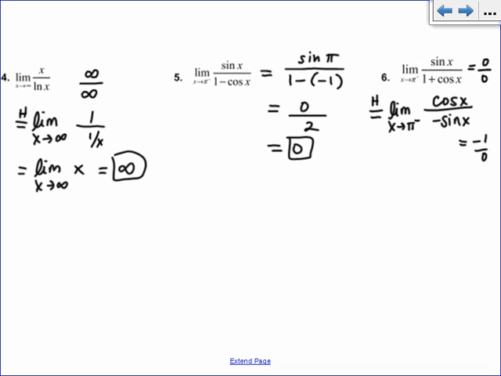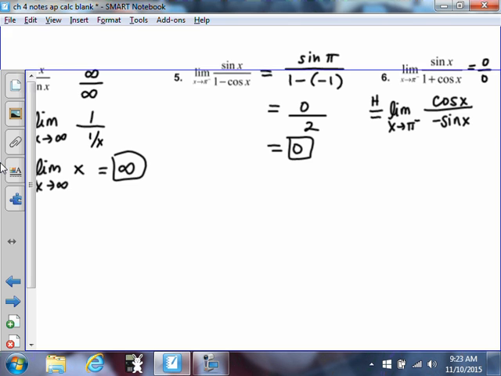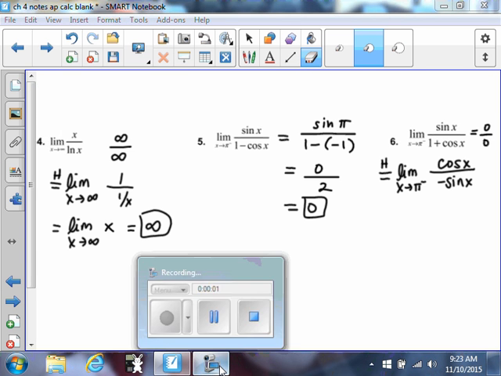So what would be the best way? On your homework, I let you use the calculator on the back side for tricky ones like this. So we'll use a calculator, and we're going to approach pi from the left. Go ahead and get your calculators out.